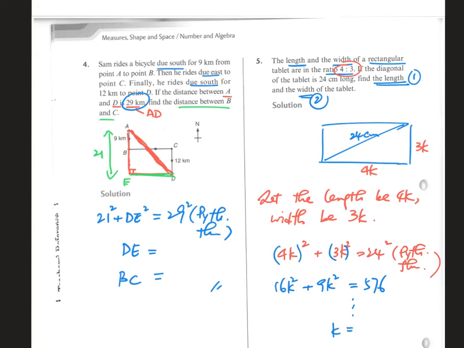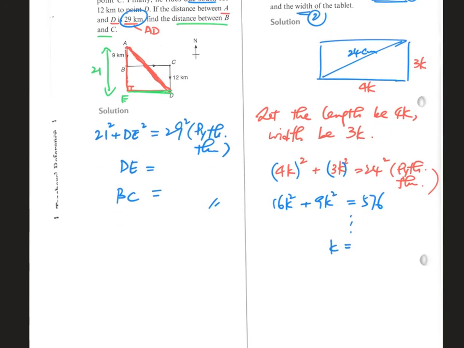After you get the value of K, you can get to the answer quite quickly. Oh, my handwriting is very ugly. The length is, so fill in the blanks, and also the width is fill in the blanks. And that's it for the question.